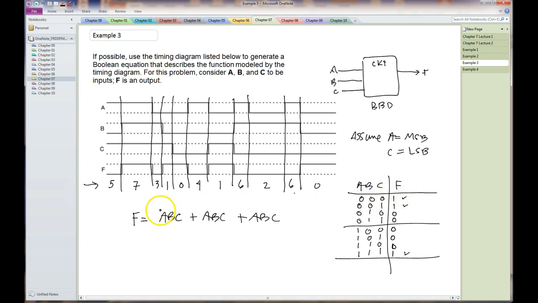So here's the first one. It's A naught, B naught, C naught. Second one is A naught, B naught, C. And the last one, I don't need to put any overbars over it. And so this is our equation. We could build the circuit if we wanted to. We just don't want to go through all that trouble drawing that thing.